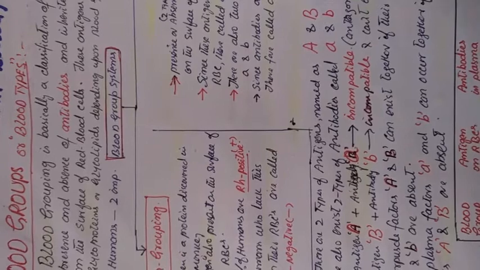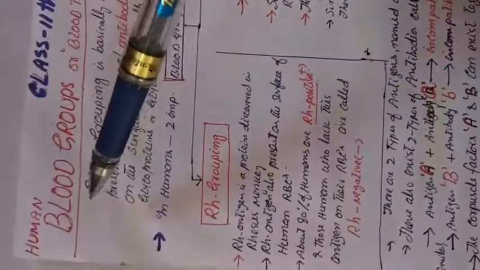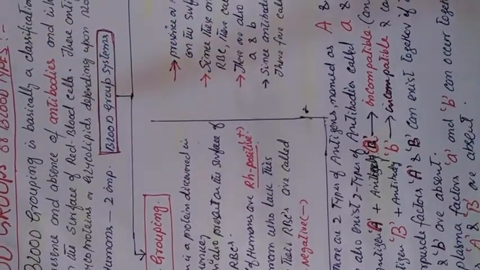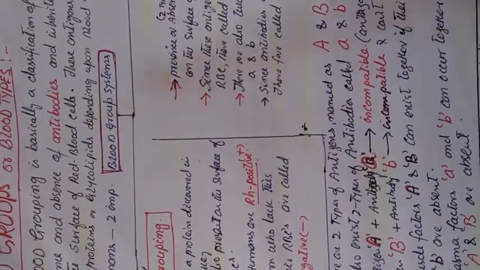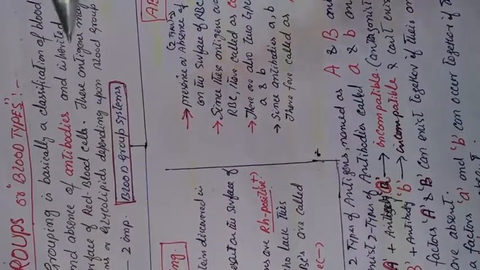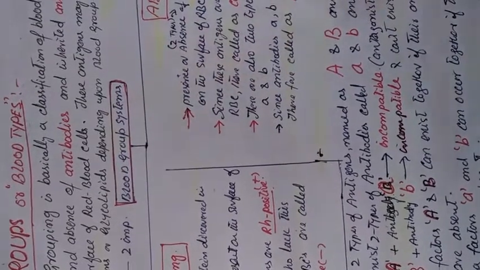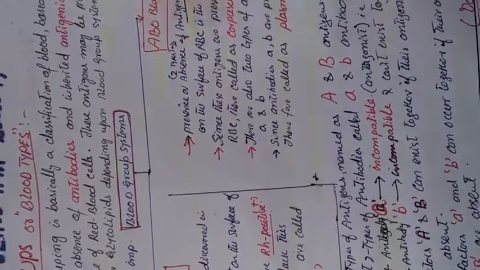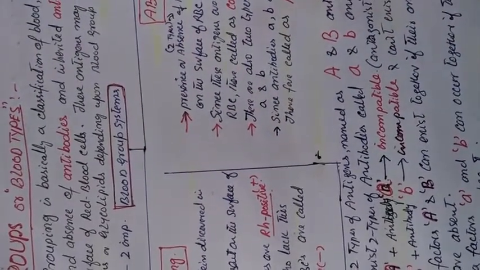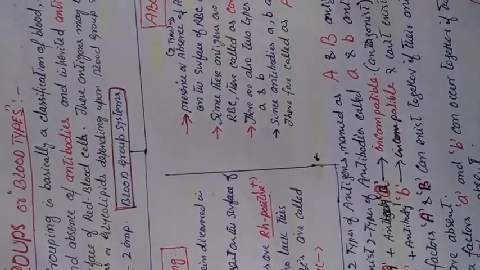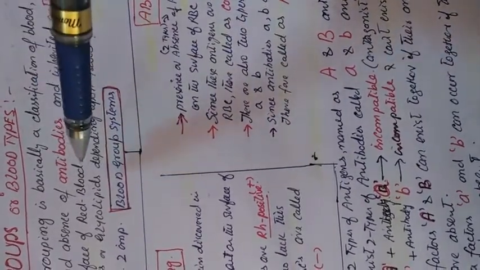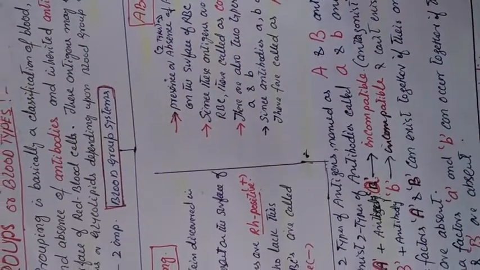Today we will discuss human blood groups or blood types. Now, blood grouping is basically a classification of blood that is based on the absence or presence of antibodies and inherited antigenic substances on the surface of red blood cells. These antigens may be proteins, carbohydrates, glycoproteins, or glycolipids depending upon the blood group system.